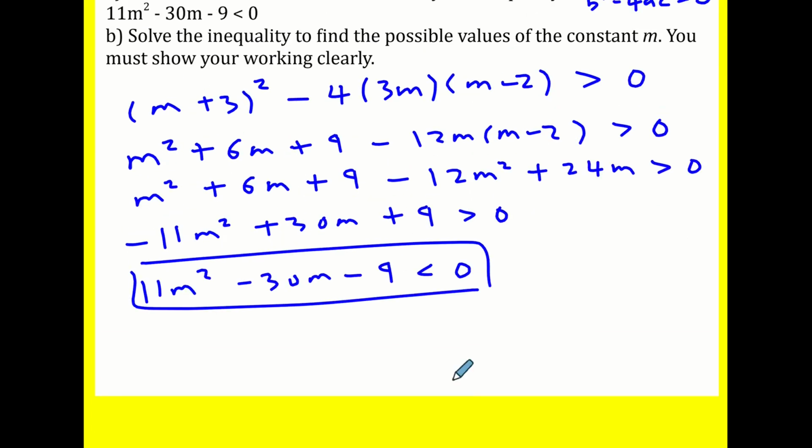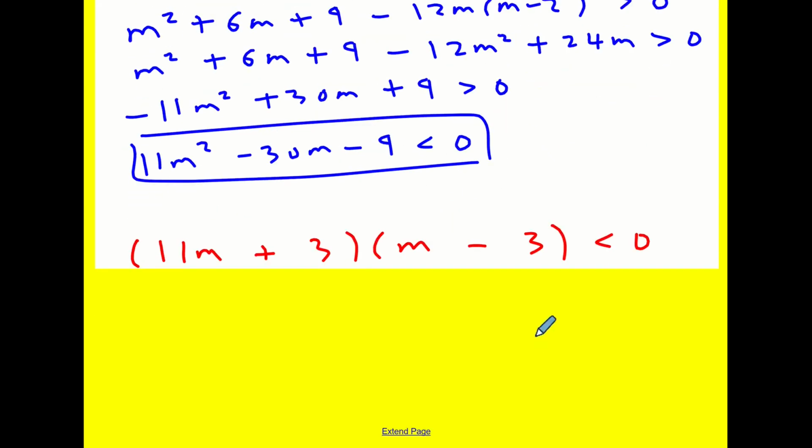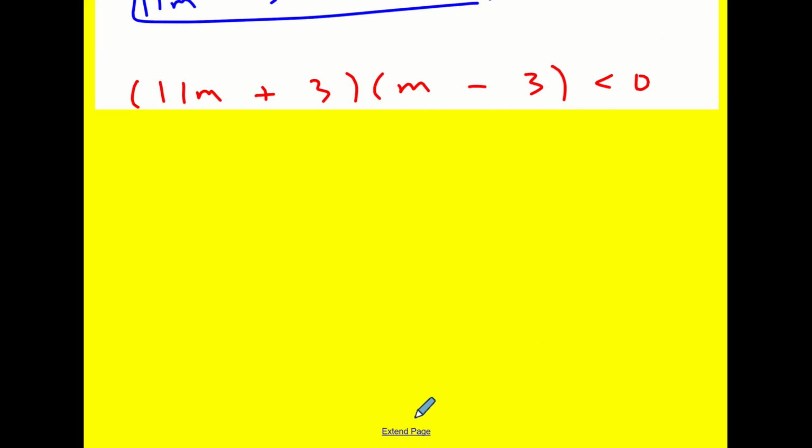Okay, it is an awkward one, but it's not that awkward because the only thing that it can factorize is 11 and m, because 11 is a prime number. And then one of them is going to be negative and one of them positive, for this to be minus 9. So if I put 3 here and 3 here, I see that I get 33m and 3m. So to make it work, I make this minus and this plus. Okay, that is the factorized quadratic.